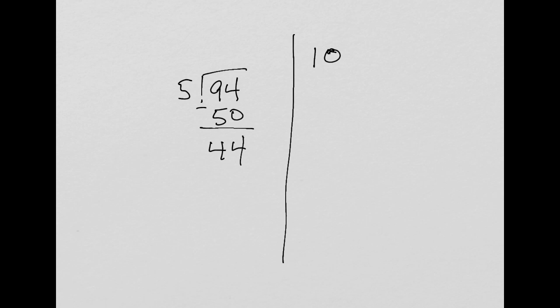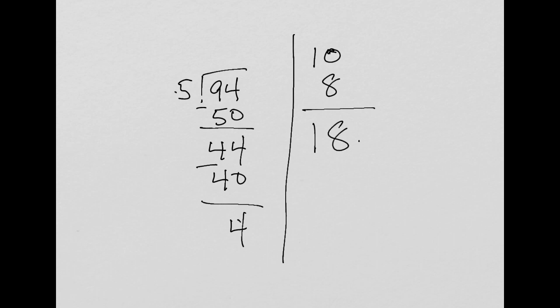Now my apple is down to 44, and I'm going to take another bite. What times 5 gets me close to 44? That's pretty easy. 8. 8 times 5 is 40. I have 4 as a remainder. 4 is less than 5, so I'm done. So my answer is 18 remainder 4. We will talk about how to check it, but we're not going to talk about that on the first day. So it's a pretty simple way, and it works pretty well.